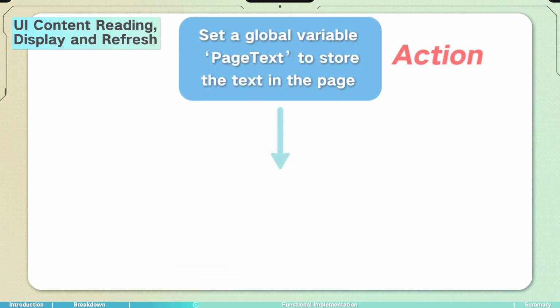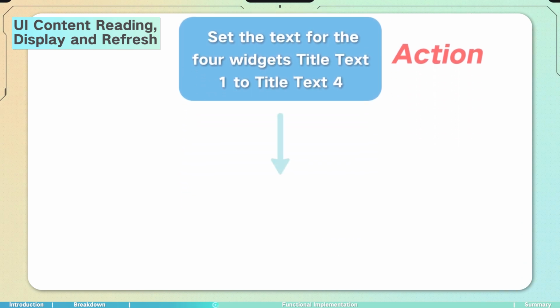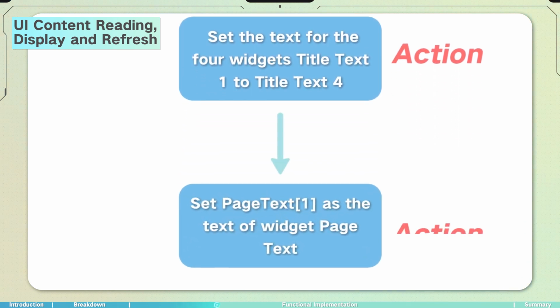In Part 2, we want to achieve the effect of UI content reading, display, and refresh. First, we need to set the initial state of the UI. In Part 1's trigger, after storing the titles and page text, we can set the text for the four widgets title text 1 to title text 4. In initial state, we should display the content of title 1 to players. So, we set page text 1 as the text of widget page text.